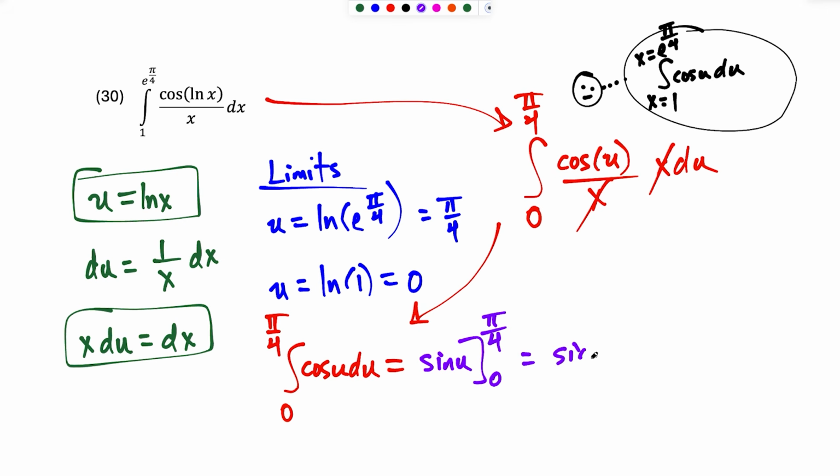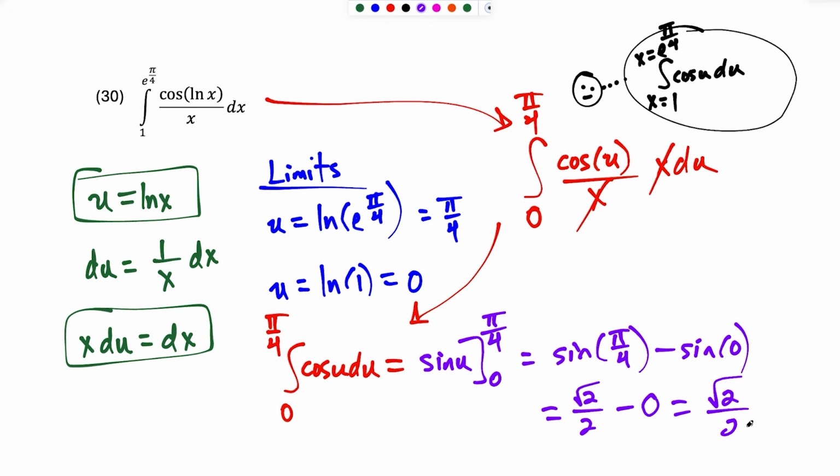So now I'm going to have sine of the upper limit, pi over 4, minus sine of the lower limit, 0. And we simplify, we get square root of 2 over 2 for sine pi over 4, minus sine of 0 is 0, so our final answer is square root 2 over 2.